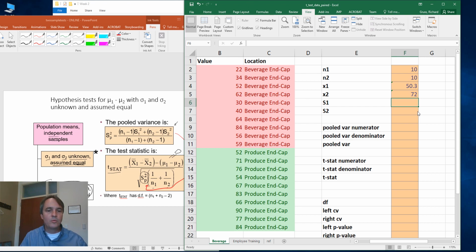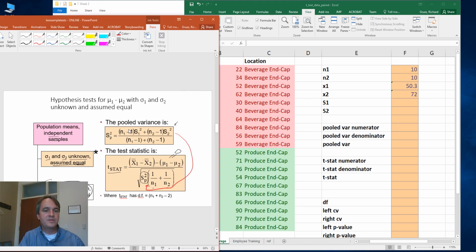Now we have to find the variances within each sample. In order to calculate the pooled variance, we have to have the sample size and then the actual variance of each sample. So this is the variance of the first sample and the variance of the second sample. Notice how this is kind of like a weighted average. We're multiplying the variance of the first sample times the size of the first sample minus 1, and then adding it to the variance of the second sample times the size of the second sample minus 1.